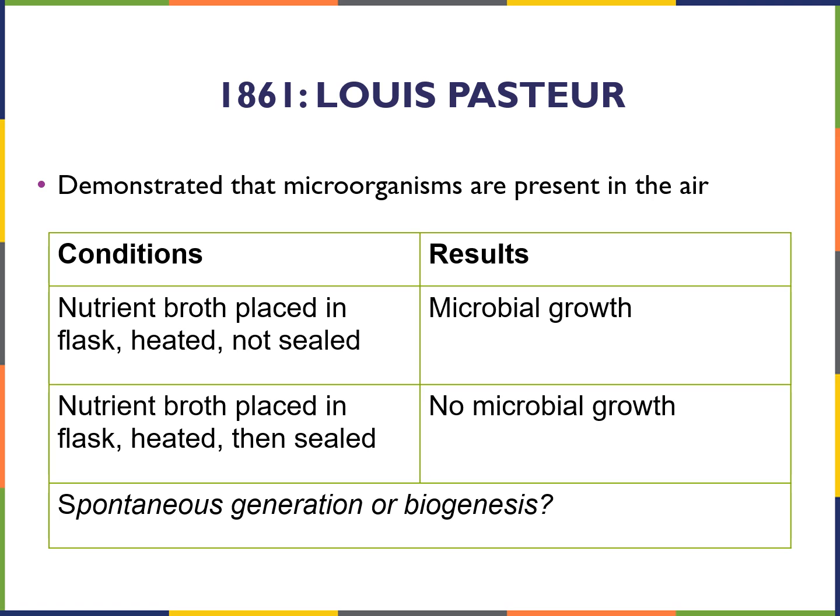He also did not believe in the idea of spontaneous generation. He was trying to prove that spontaneous generation did not exist. And he was also trying to prove that there was something in the air that was causing microbial growth to occur. So he set up 2 separate experiments. You can see the setup here on the slide. He had nutrient broth placed in flask, heated, not sealed, versus nutrient broth placed in flask, heated, then sealed.